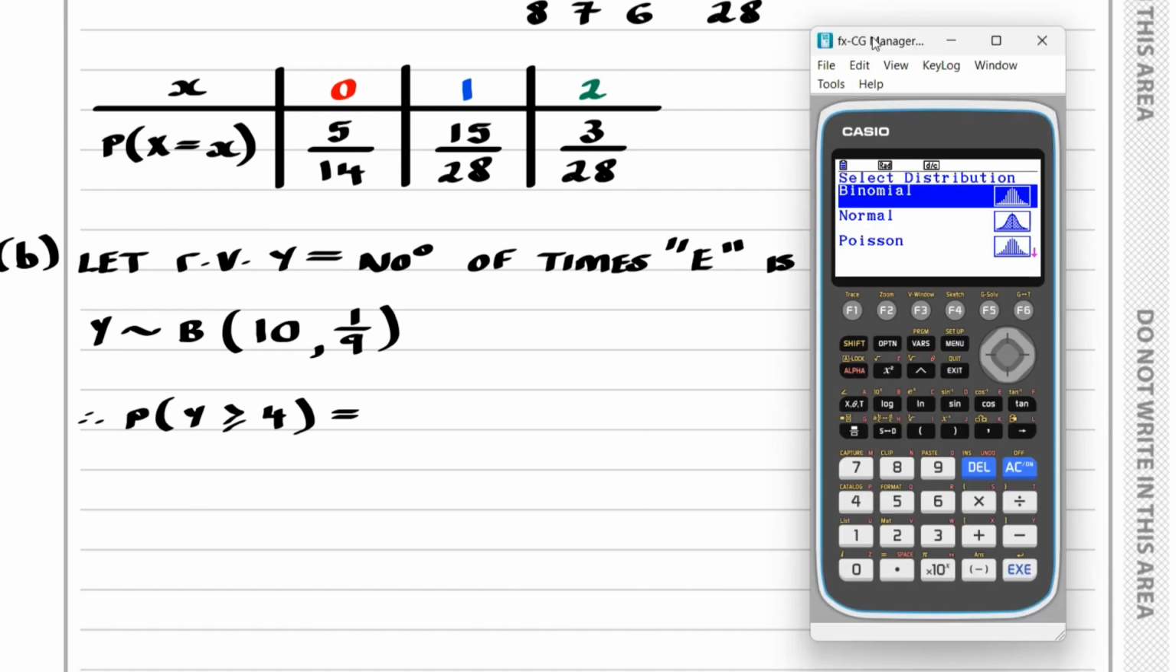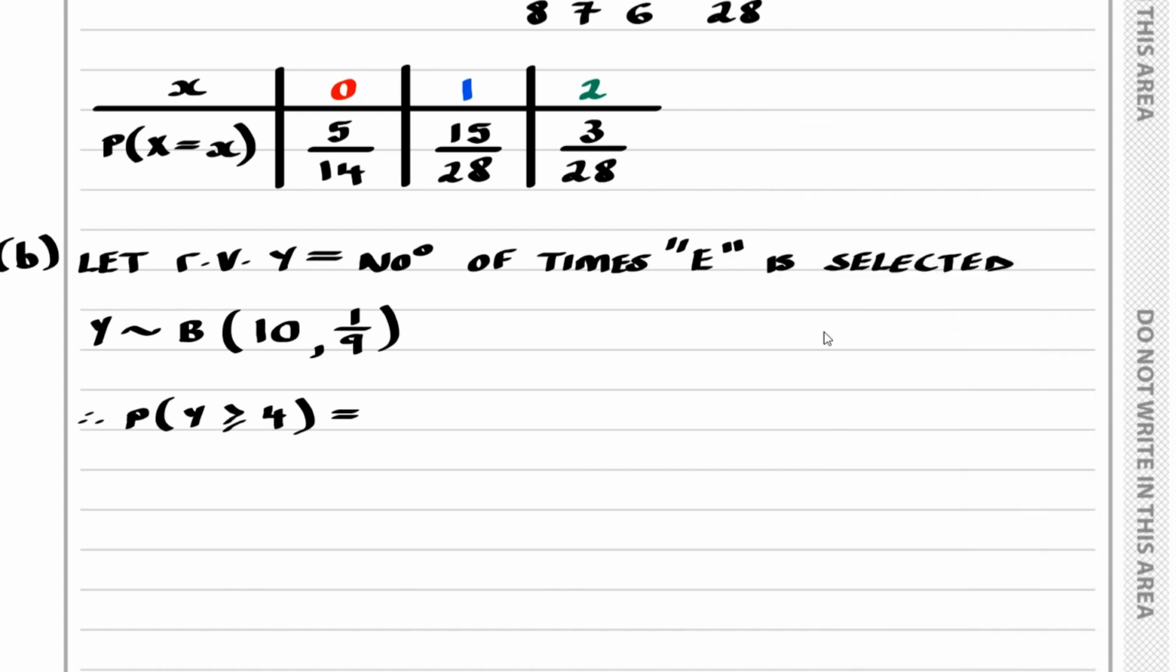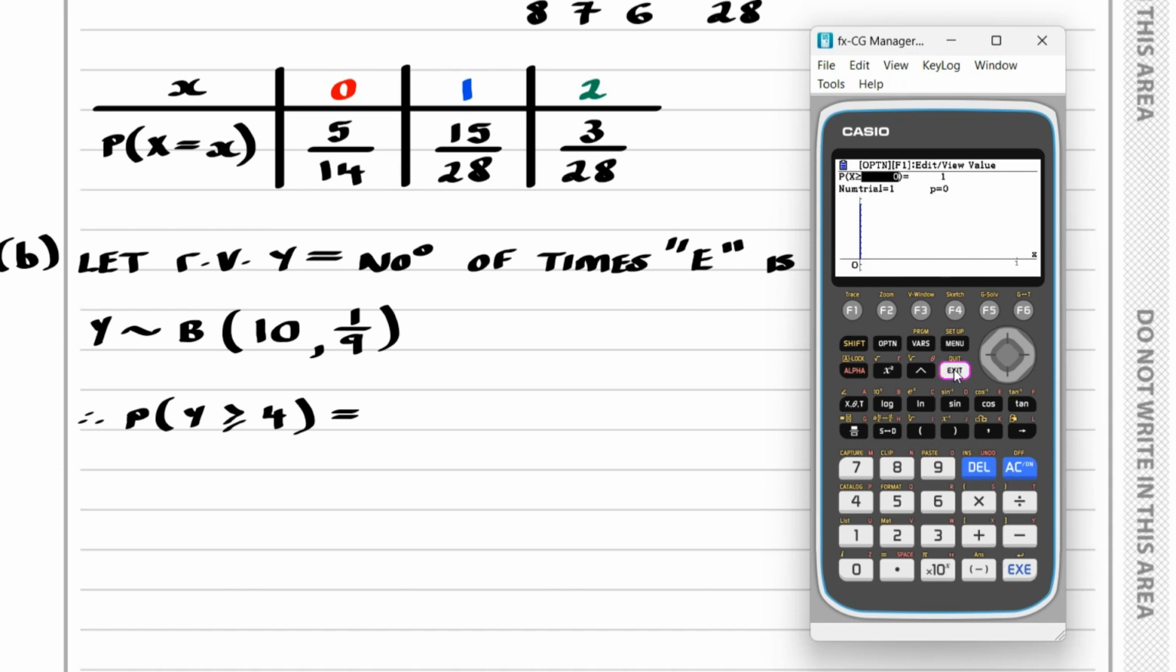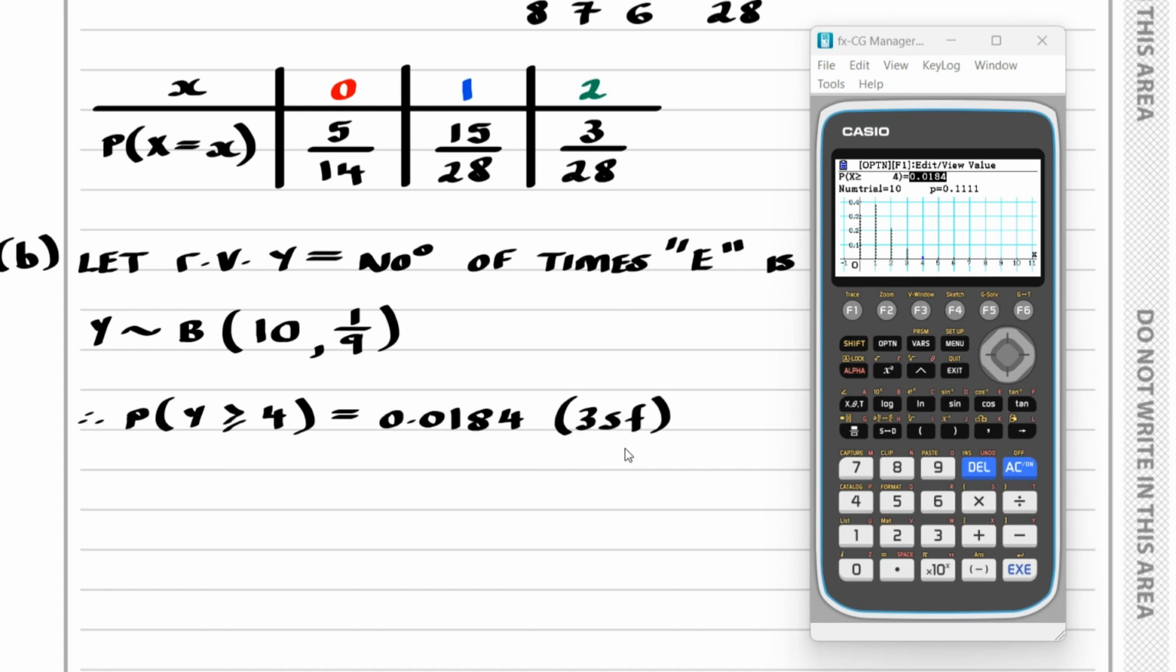So, from the distribution sub-menu, if we go to the binomial section, we have Y being greater than or equal to 4, so we have this type here, so press F3. X is 4, number of trials is 10, P is a 9th, so if we work out what this is equal to, we get 0.0184 to 3 significant figures.